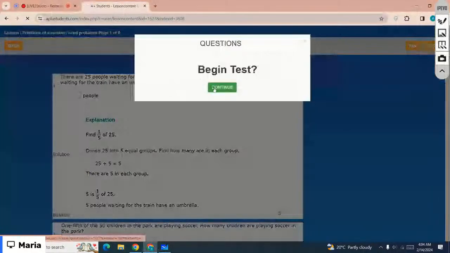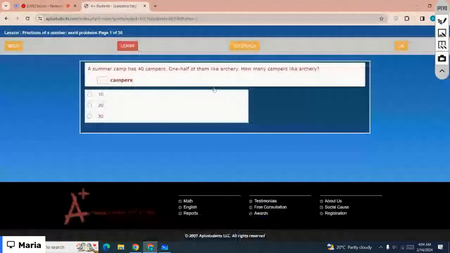Let's just start with the test questions. A summer camp has 80 campers. One half of them have archery. How many campers like archery? So which is the correct option?